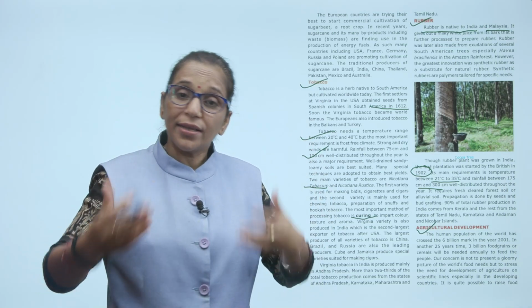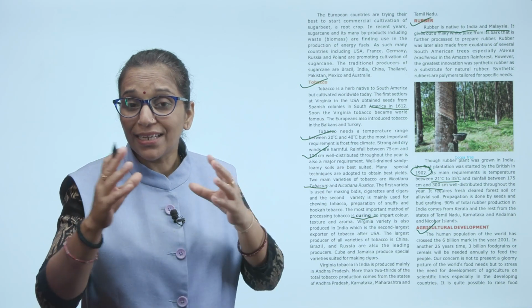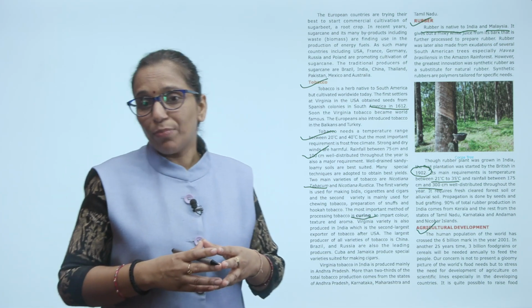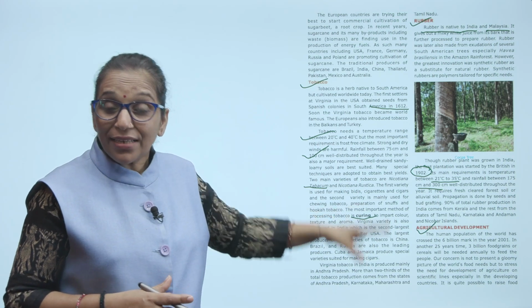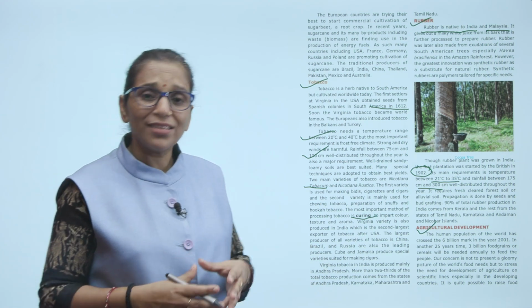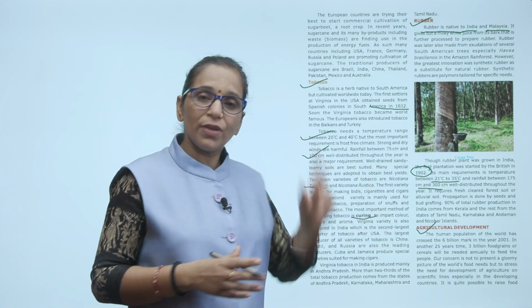How can we increase crop production from a small piece of land? This is the biggest anxiety of the world. Our concern is not to present a gloomy picture of the world's food need, but to stress the need for development of agriculture. We need scientific agriculture these days. It is quite possible to raise food production on scientific lines only.